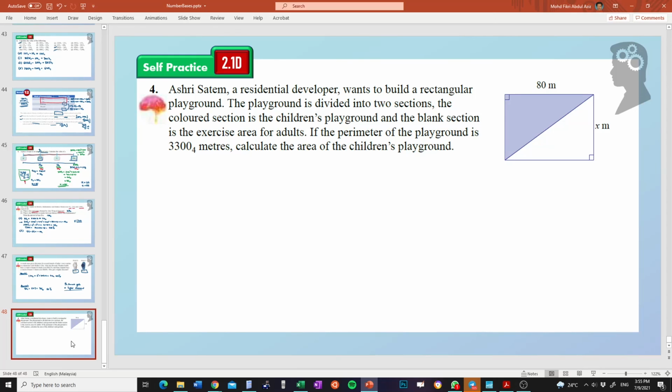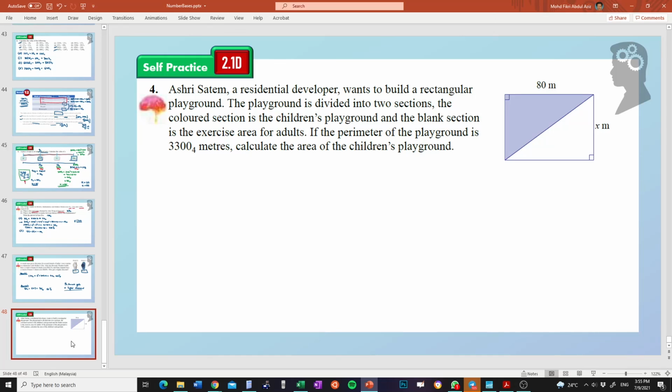Ashri Satim, a residential developer, wants to build a rectangular playground. Okay, ini dia bergabung dengan algebra sedikit ya. The playground is divided into two sections. The colored section is children playground and the blank section is the exercise area for the adults. If the perimeter of the playground is 3300 base 4 meters, calculate the area of the children's playground.